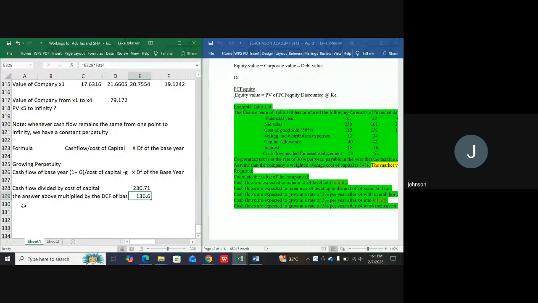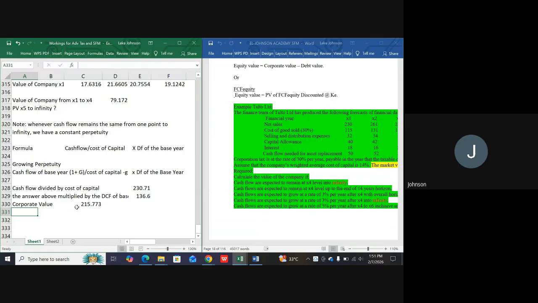So now say the corporate value equal to the value of the company from year 1 to year 4, which is this, plus the value of the company from year 5 to infinity. And that is how we got the total value of the business.